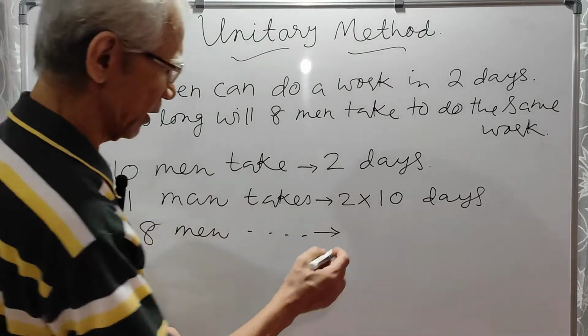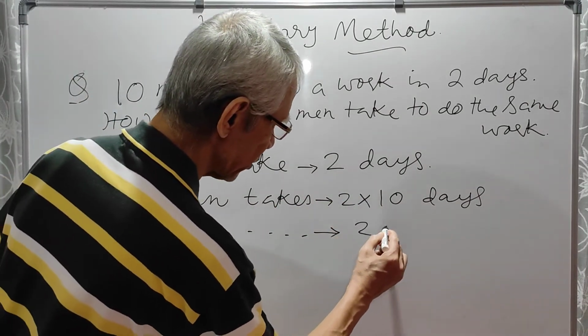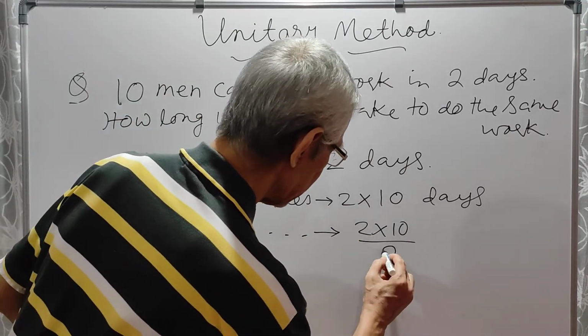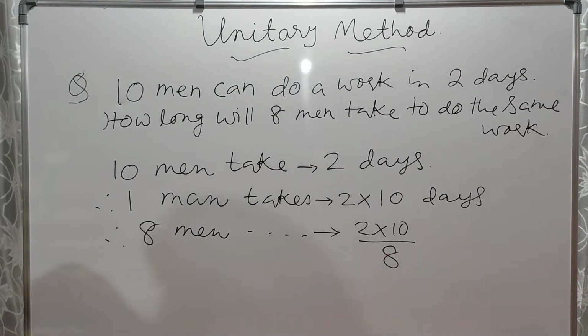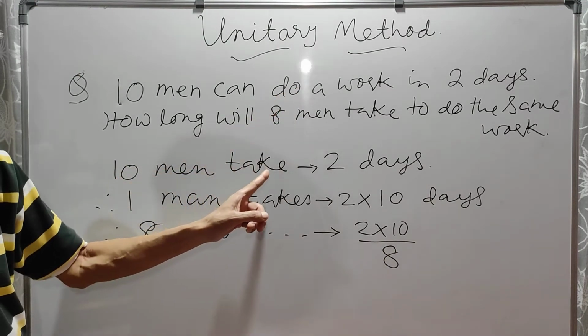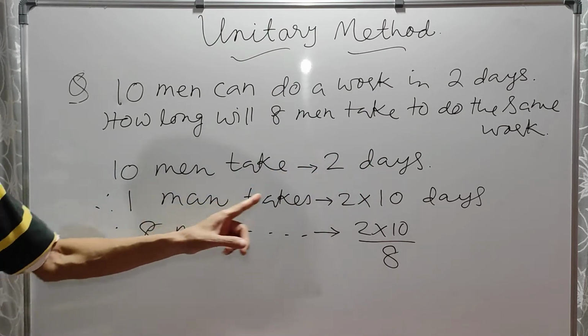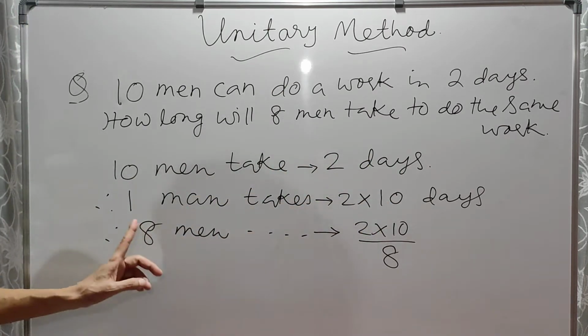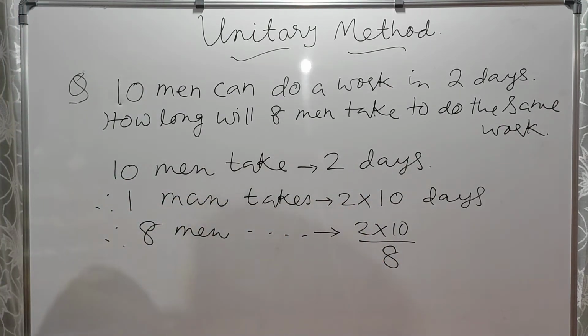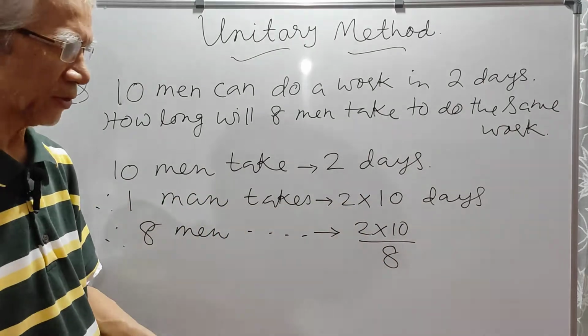Therefore, we have to divide. Always divide the right number, that means 2 into 10, this right number 20, by the left number 8. See this carefully. 10 men take 2 days, so one man takes 2 into 10 days. Therefore, 8 men will take 2 into 10, this 20, divided by 8, because 8 men will take fewer days, isn't it?